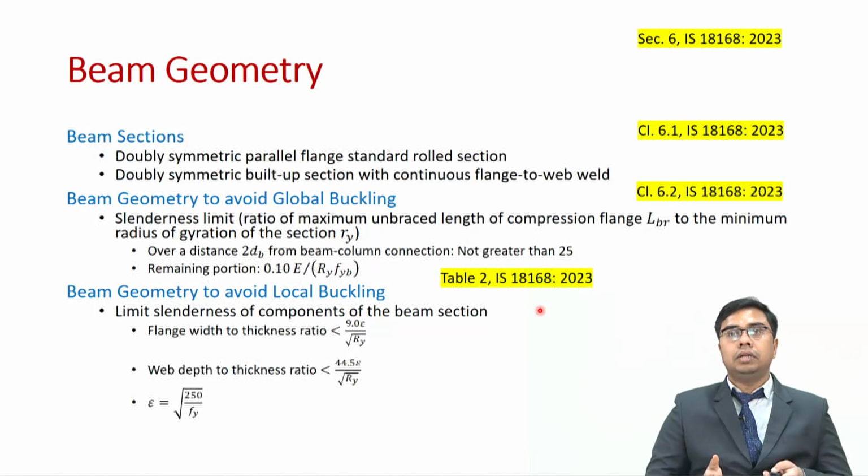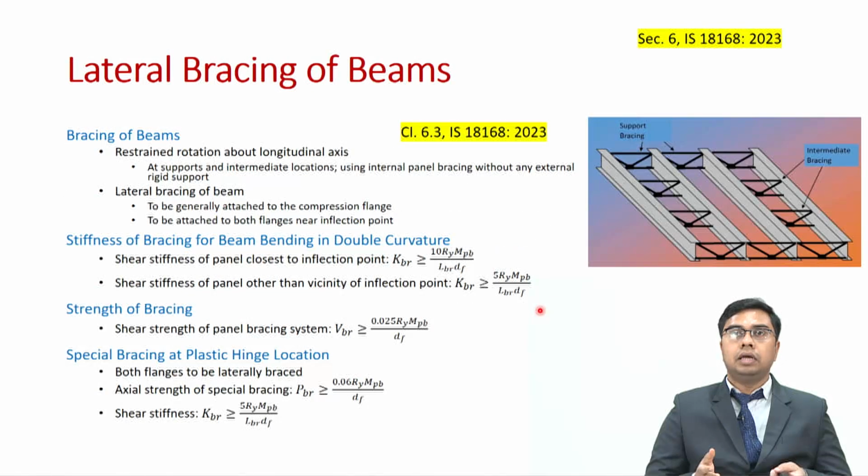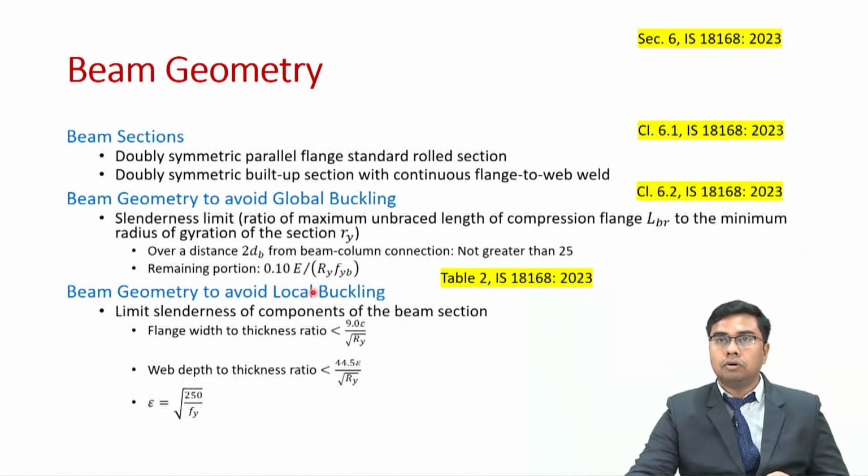Now, once we have been able to avoid buckling in our steel beam, we will be designing the bracing of the beam. Why? Because only imposing these guidelines about slenderness is not sufficient. We need to provide bracing in order to implement these. For example, here it talks about limiting the unbraced length of the compression flange.